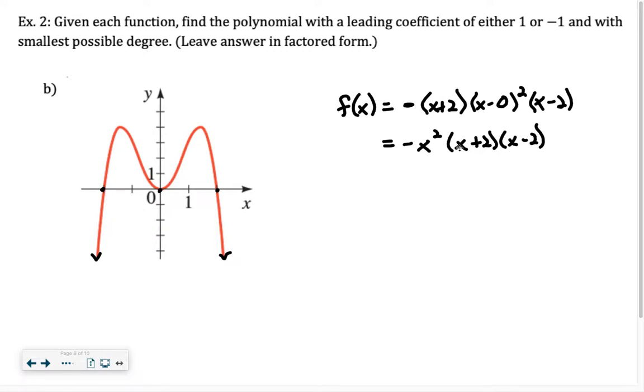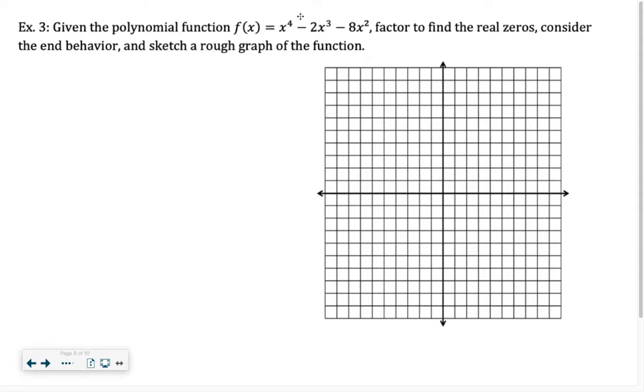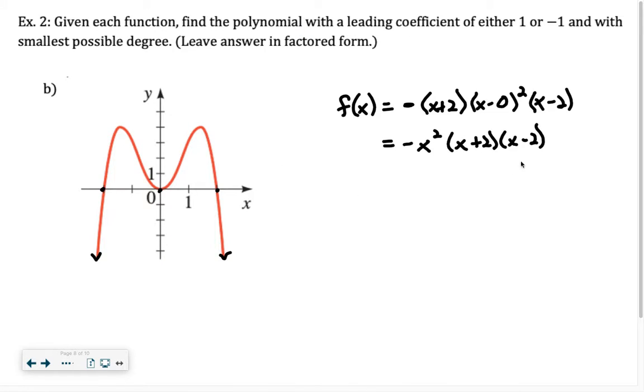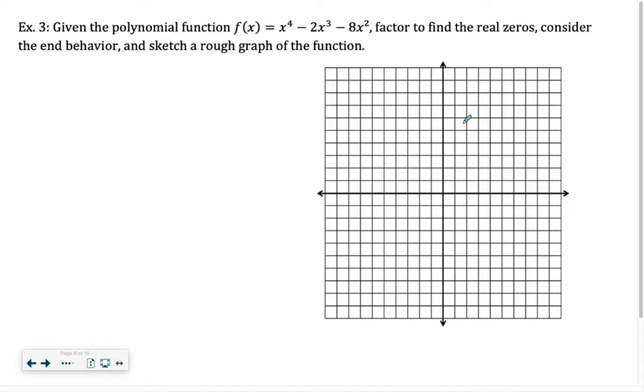All right, so next, let's say given this function, we want to sketch a graph. Okay, to do that, we're going to kind of put together everything we've talked about in 3.2. So the first thing I want to do is factor this to make it look like something like this. Okay, so the first thing I want to look for whenever I'm factoring is a GCF, and I can see that I can take an x squared out of everything here. So I can make this x squared times x squared minus 2x minus 8.